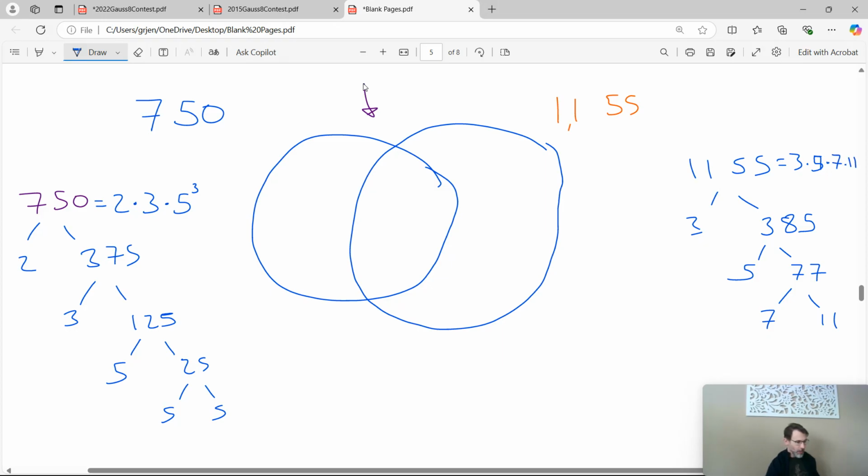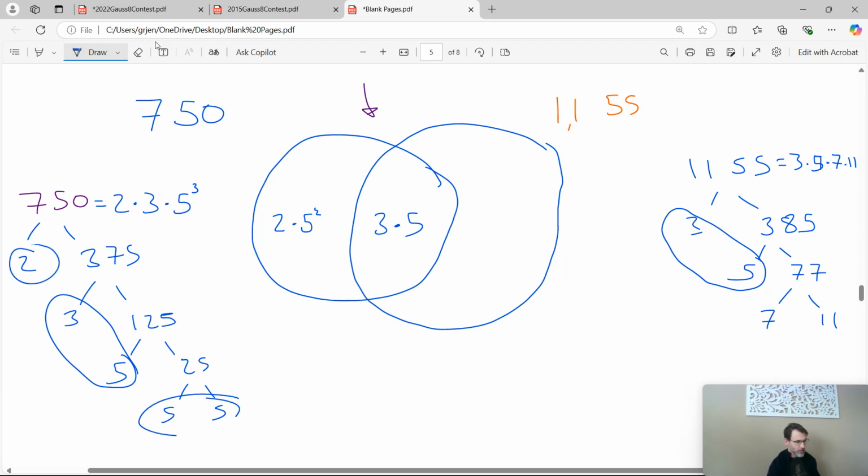So then I look for my overlap. Okay, here's my overlap. They both contain a 3 times a 5, but that's it. So I can write that in the middle, 3 times 5. I could even write 15. All right? And that's our highest common factor, 15. And then I fill in the rest. 2 times 5 squared, because I've got 5 squared there, and 2 that I still need to include. And over here I've got 7 times 11.